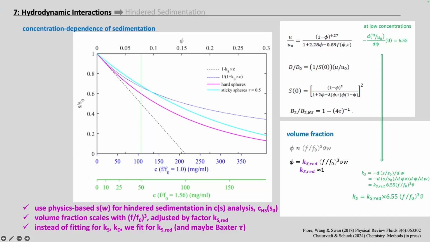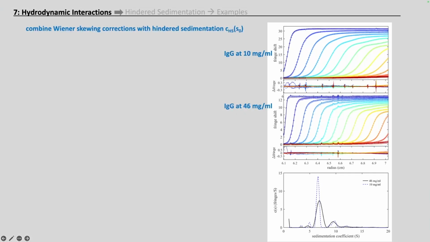Instead, we fit for the reduced Ks as an adjustable parameter, and optionally may fit for tau if we want to consider weak particle interactions previously captured in Kd. Combining Wiener skewing corrections and the hindered sedimentation models allows us to study sedimentation processes at very high concentrations. This approach is fairly new, but let's look at first examples.